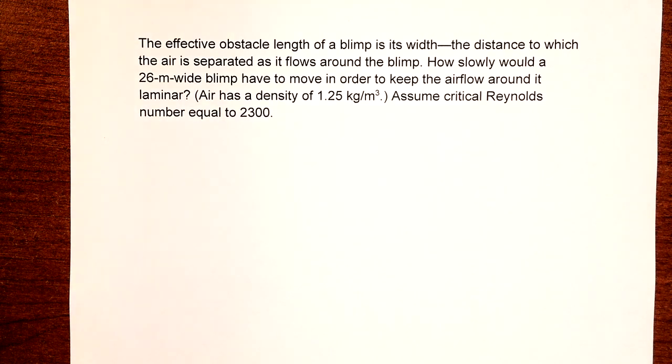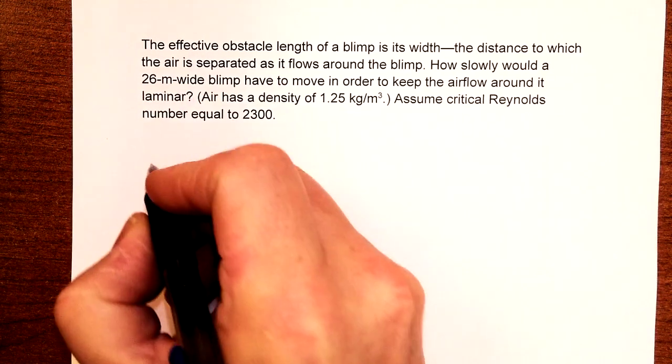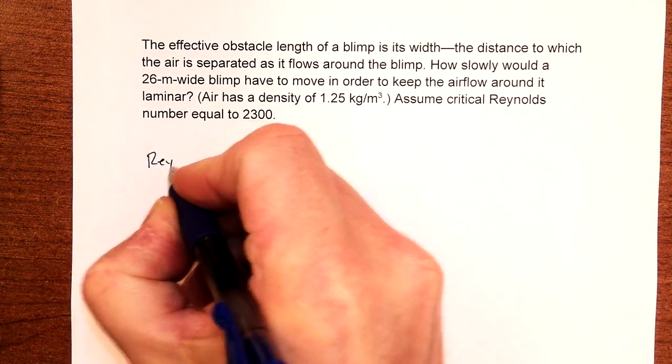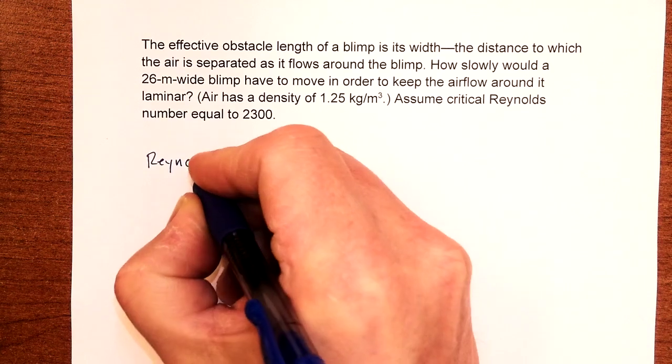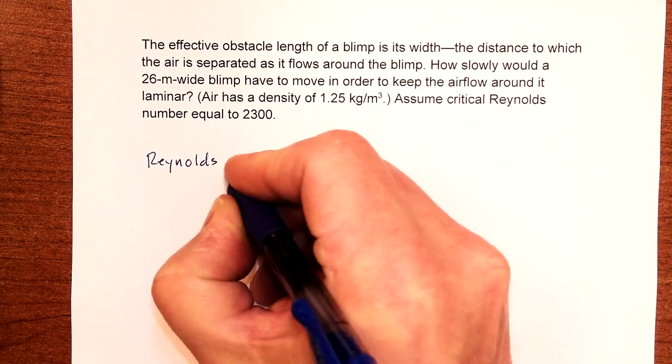This problem asks us about how slowly a blimp would have to move in order to keep the airflow around it laminar and not turbulent. And we're told to assume the critical Reynolds number is equal to 2300, which is the number that Reynolds himself stated was the dividing line between laminar and turbulent flow.